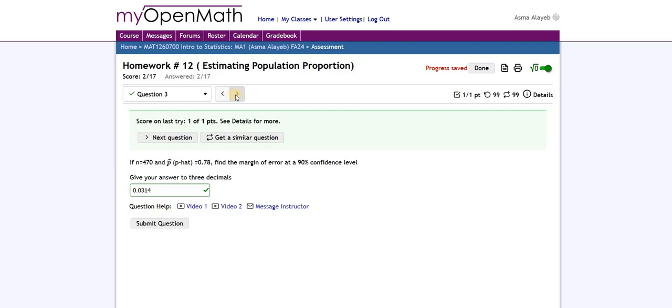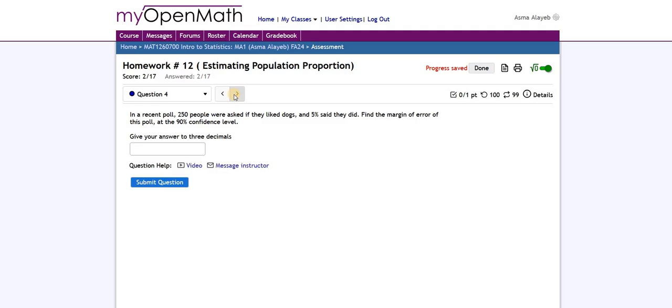So that is in case you want to compute the margin of error and you are given the rest of the information. Needless to say, you can use this calculator also to answer question number 4. For example, here in a recent poll, 250 people were asked, so that is the sample size, if they like dogs, and 5% said they did. So the P hat in this case is 5%. Find the margin of error of this poll at 90% confidence level.